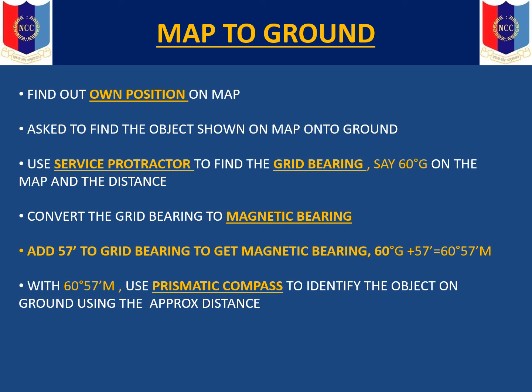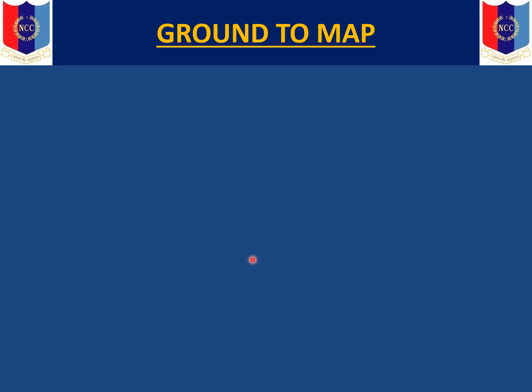That important landmark could be a temple. It would be an easily identifiable landmark, for example an observatory or a temple. So that is how in the ground to map an object on the ground is shown to you and the same is required to be shown on the map. The principles of the steps are something which is very similar to map to ground. The cadets can themselves find out from the basics what has been shown in the video, and they can easily find out the steps for ground to map exercise.